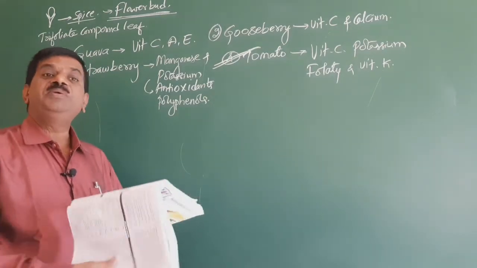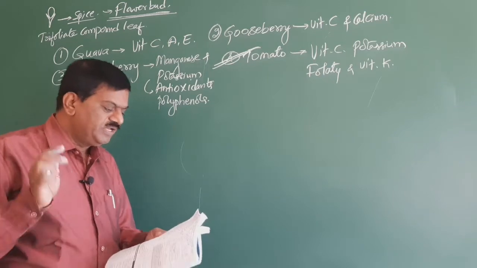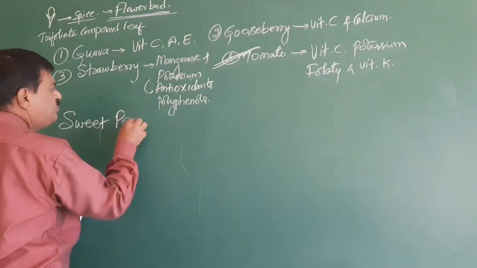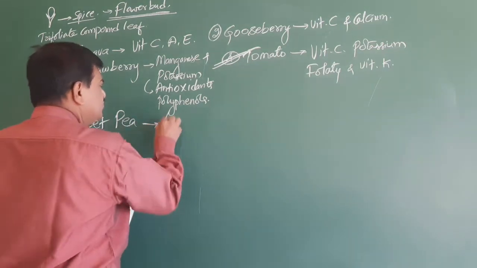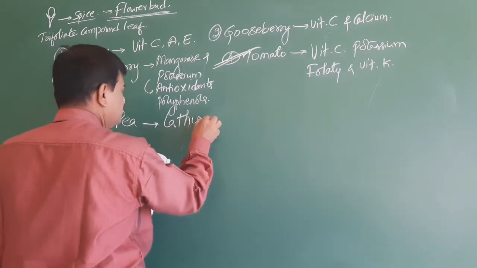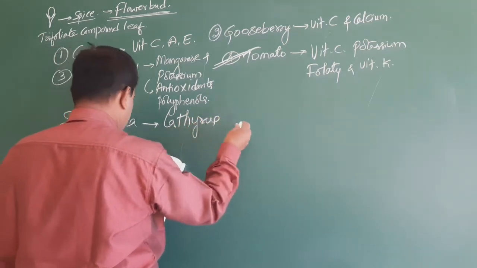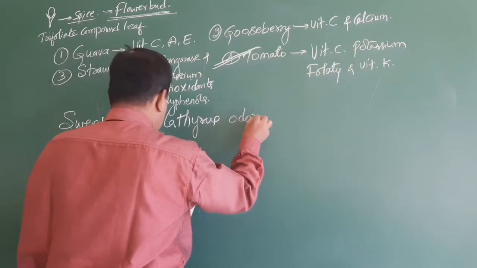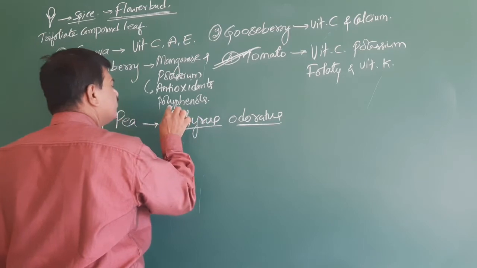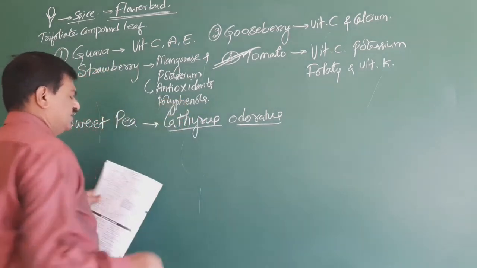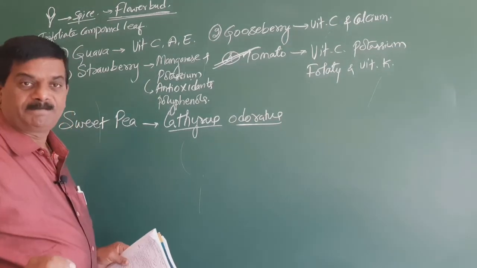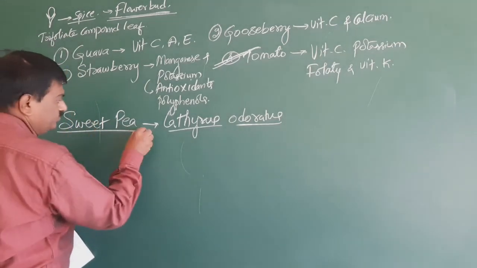In a sweet pea, so here the word sweet pea, this is called as Lathyrus odoratus. This is called as sweet pea. So in a Kannada word we use sihi batani, that is called as sweet potato.